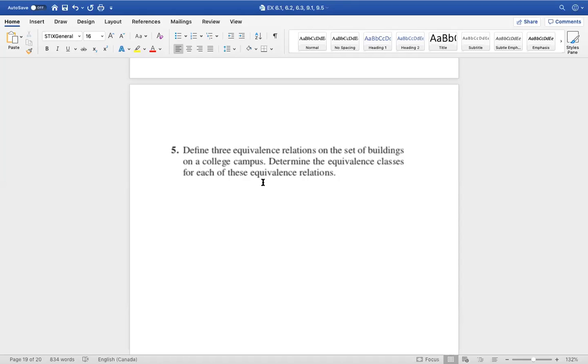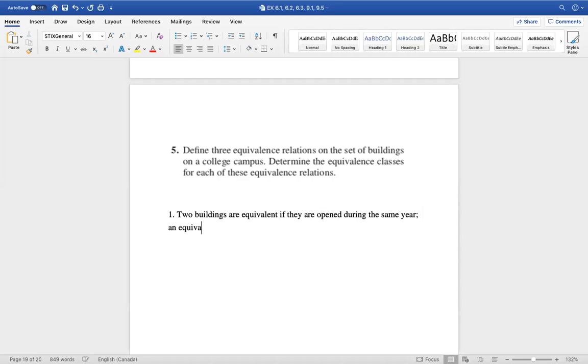So here we have to define three equivalence relationships. Okay, so there are many possible answers for this one. For example, one equivalence relationship can be that two buildings are equivalent if they are opened during the same year.